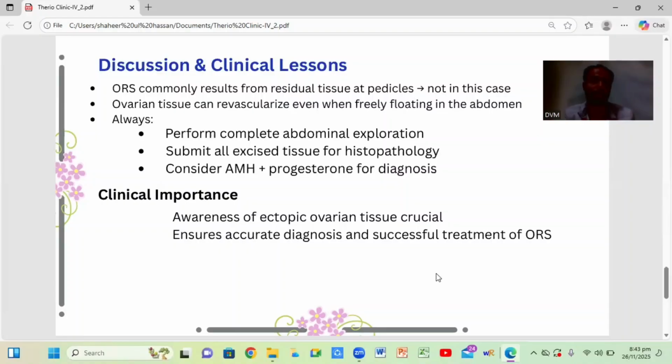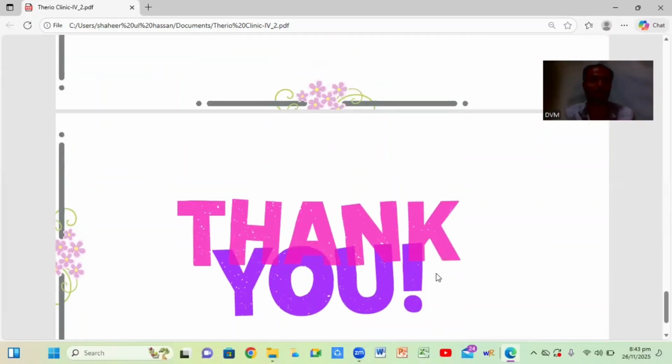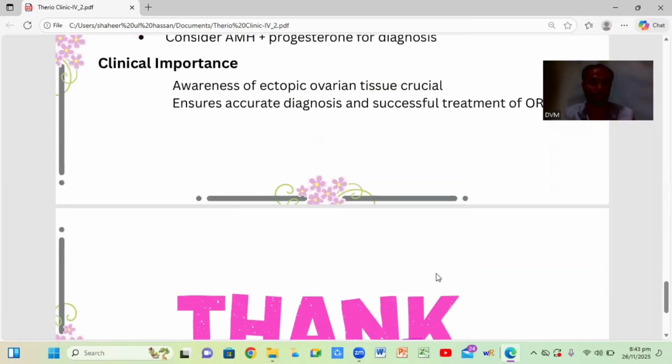Clinical importance: awareness of ectopic ovarian tissue is crucial to ensure accurate diagnosis. This is the most important thing. And successful treatment is then achieved.